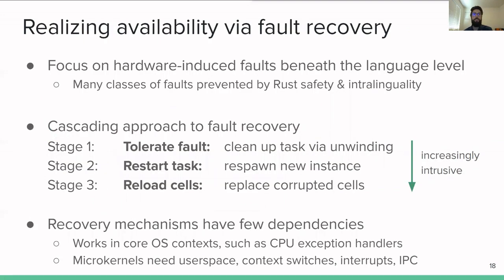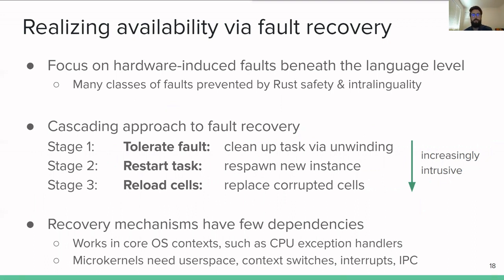The second goal of availability is realized via fault recovery. Note that many kinds of faults are already prevented by Rust's safety and Theseus' intralinguality. So we focus on recovering from faults induced by hardware beneath the language level, such as random memory corruption. Theseus takes a cascading approach to fault recovery, in which the first stage is to simply clean up and fully unwind a task, which allows the system to tolerate the fault and continue running other tasks.